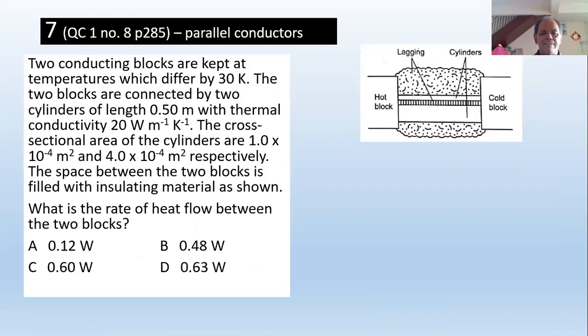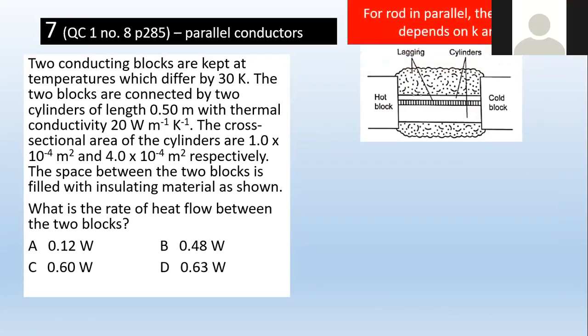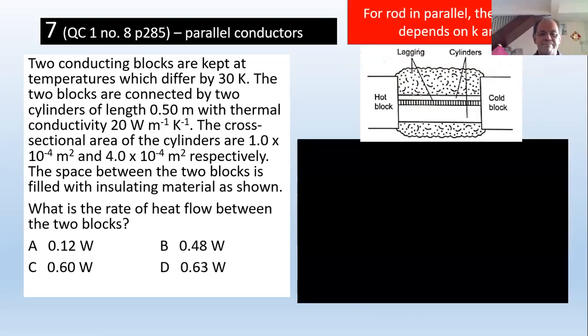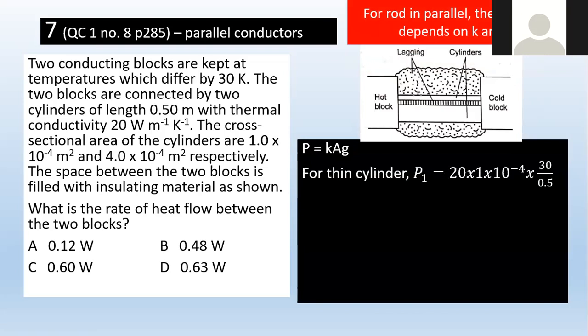This one you just calculate using the formula, calculate for each rod. Don't compare, you just add them up. Just use this formula. Calculate for the thin rod, the top one. Put in what is given there.